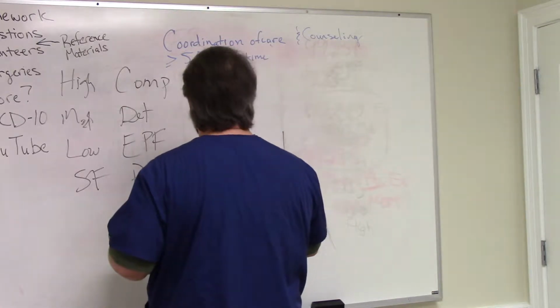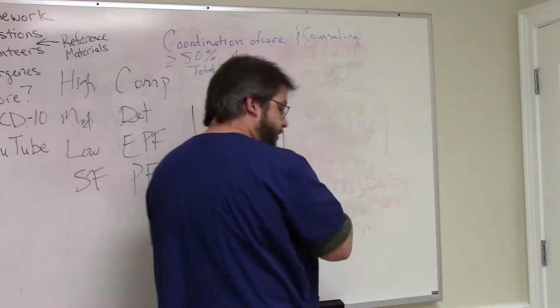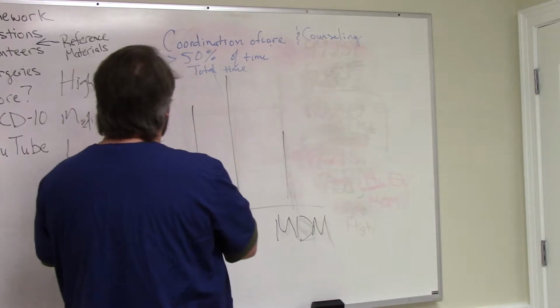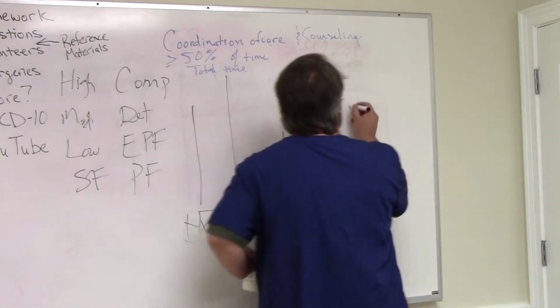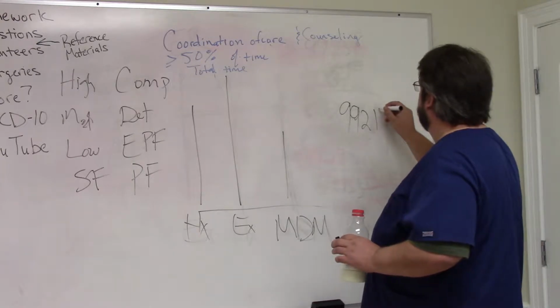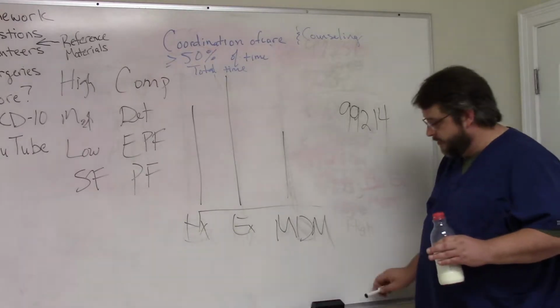Low, comprehensive, and detailed. Is this new or established? This is established if it's a follow-up. Okay, follow-up. So we know it's not 99202, and we don't get 99215, so it's between 99213 and 99214. 214.